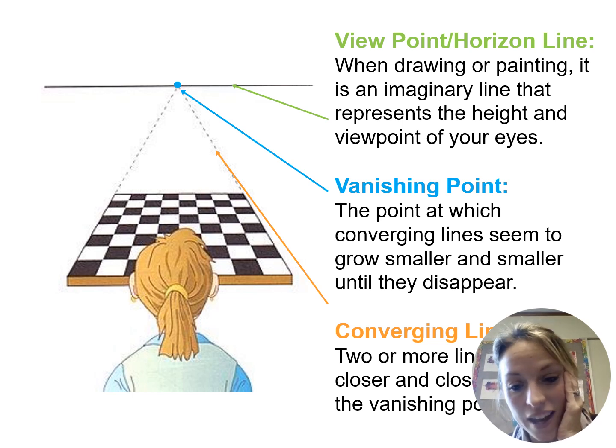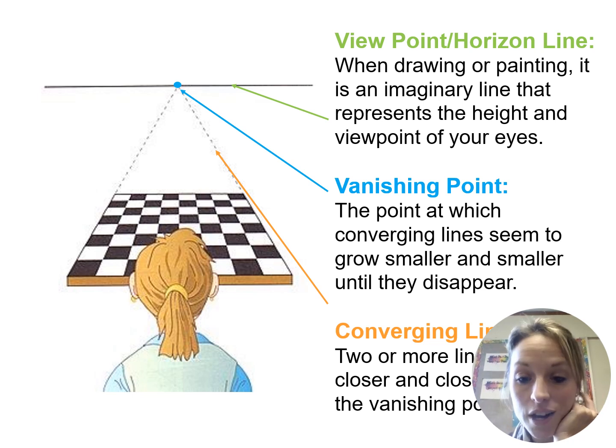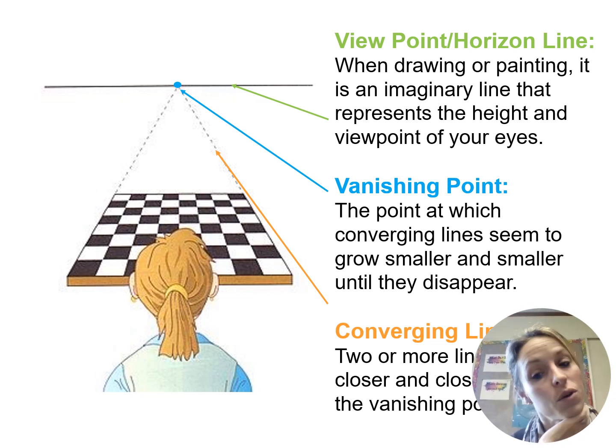I'm assuming that, I apologize, that my picture is right here covering up the definitions. So converging lines is just two or more lines that get closer and closer to the vanishing point. So go ahead, pause it, get the definitions down, and then when you're ready, start the video back up.